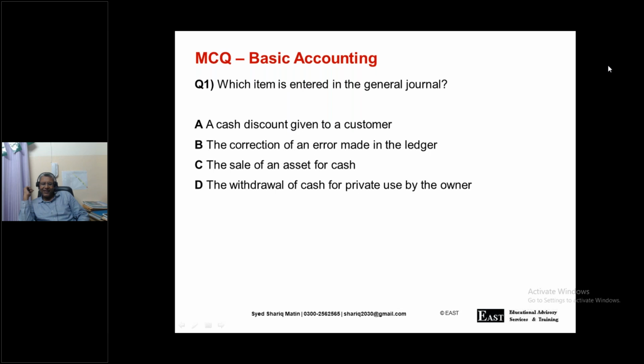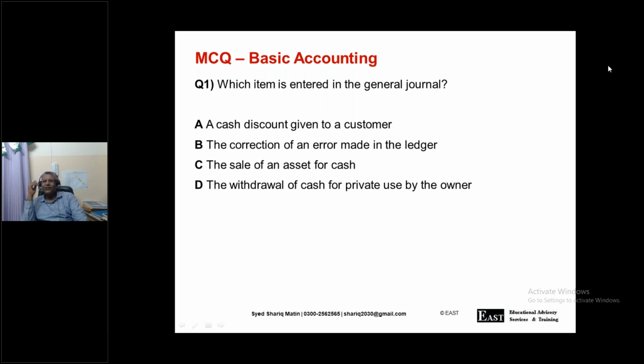So which item is entered in the general journal? Option A is a cash discount given to a customer. This is recorded in the cash book. And then option B is the correction of an error made in the ledger. So this will be recorded in the general journal, correct, because it does not concern any of the above books, any other books. And then we have C, sale of an asset for cash, which will be recorded in the cash book. And D, the withdrawal of cash for private use by the owner, will also be recorded in the cash book. Great, Taha. Thank you very much. I hope this is clear for those who have not given the correct answers.